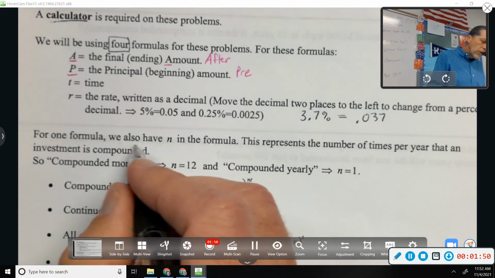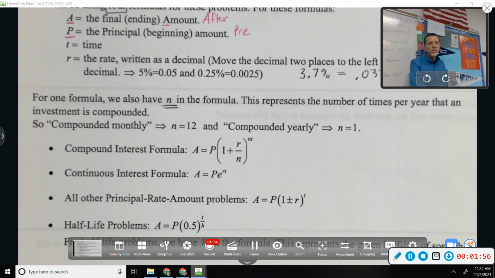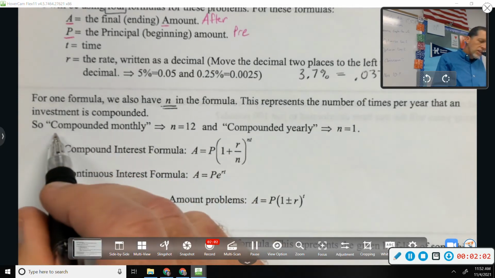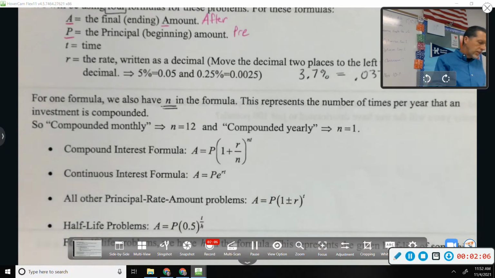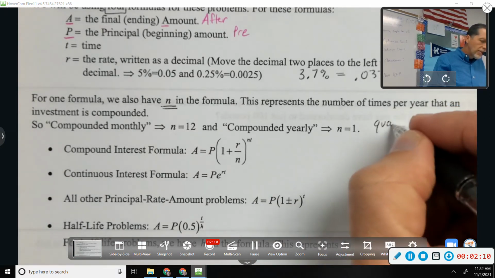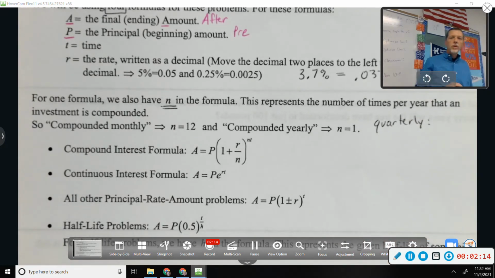All right, for one formula, we also have n in the formula. This is a kind of a weird variable. This represents the number of times per year that an investment is compounded. So compounded monthly means n is 12. Compounded yearly means n is 1. And it won't ever tell you what n is. You just have to use your knowledge of the calendar.